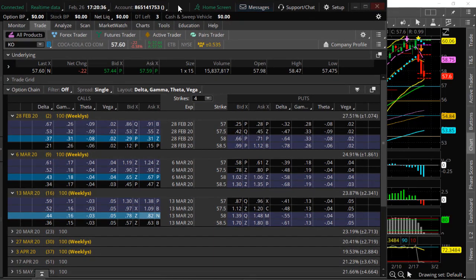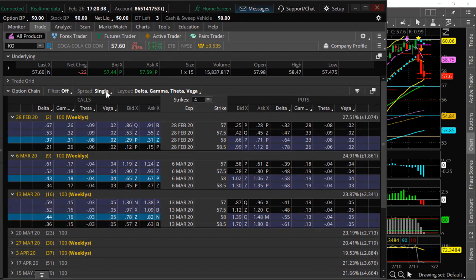Now the reason to do this, if you look at the option chain here, this is Coca-Cola and here's your option series. So here's the 28 February series, 2 days to expiration into Friday, and you can see it's got a 27.51% implied volatility. We go to the next weekly series, so the 6 March series, 24.91 implied volatility, and then we go out to the next series, the 13 March, at 23.87. So we've got an implied volatility that is higher in the front months.